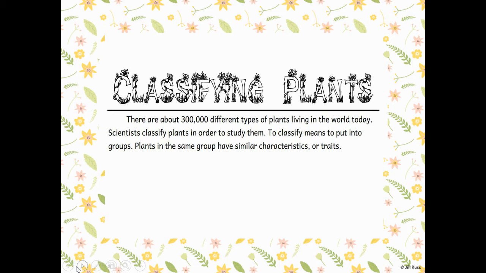So this should kind of sound familiar. When we did animals, we classified animals based on their characteristics or traits. All mammals had the same characteristics or traits. Birds, fish, reptiles, amphibians, they were all grouped or classified by their traits. The same thing happens with plants.